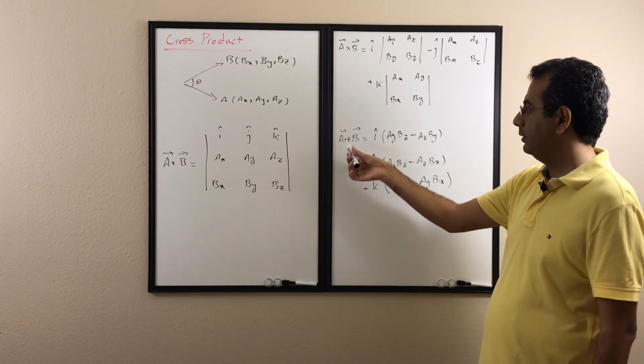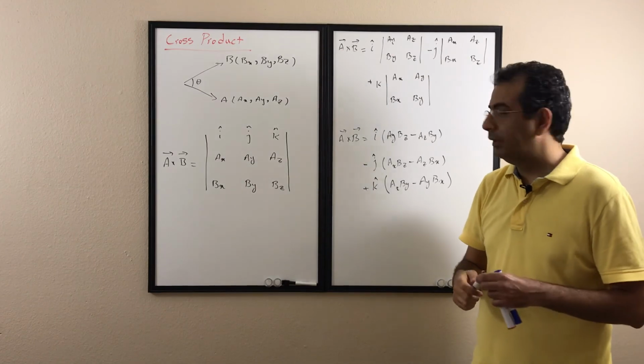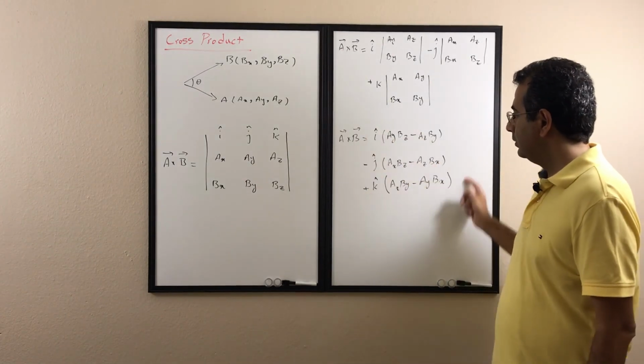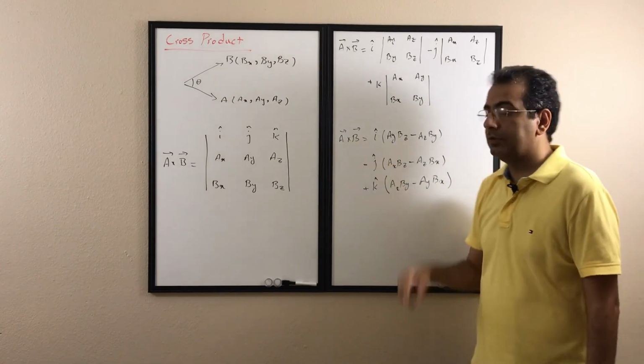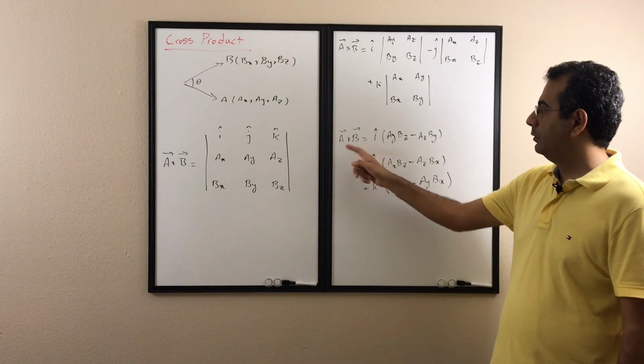So we have two vectors A and B. The cross product of those, we know that the cross product of two vectors is a vector, and this is the vector resulting from the product of those vectors A and B.